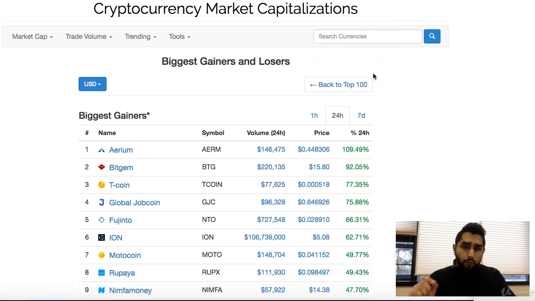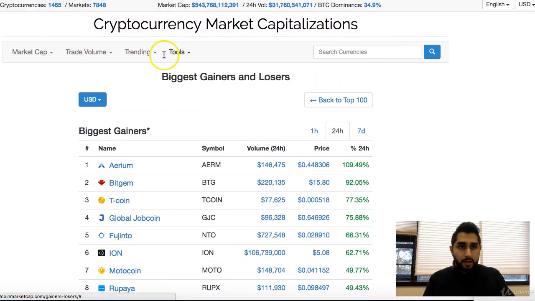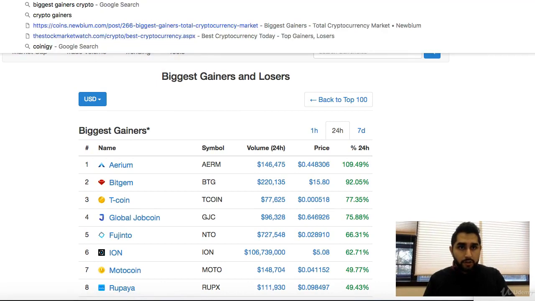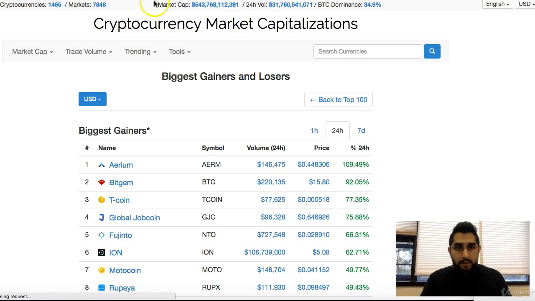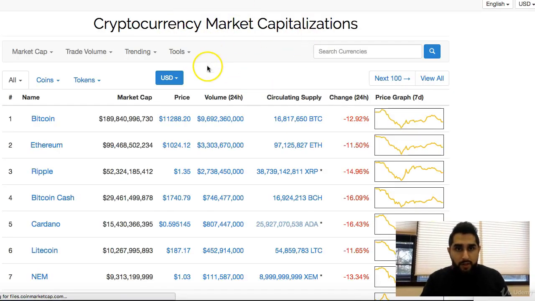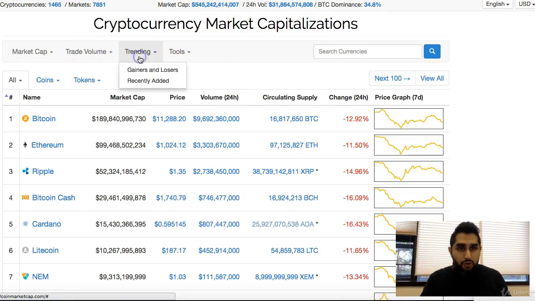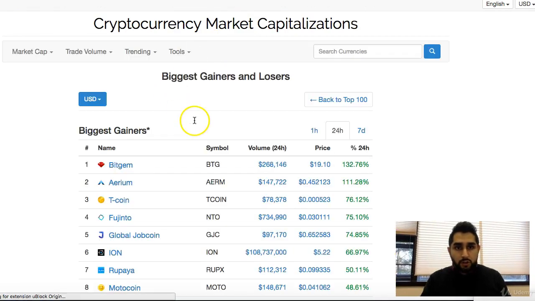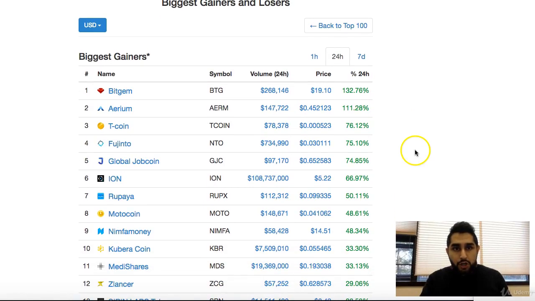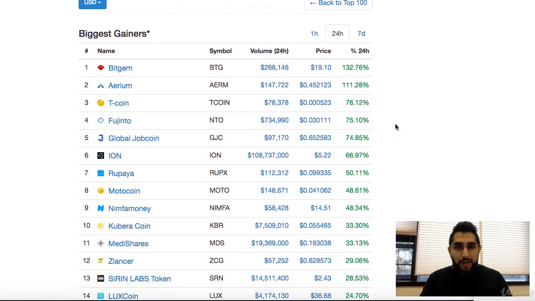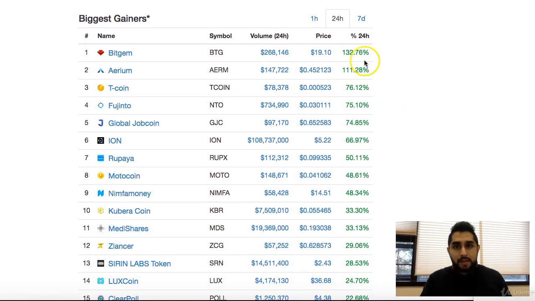But the real important part here is, let me actually take you to the home page so I can show you guys how to go to this. So you go to coinmarketcap.com and it'll show you like this. And then you go into trending and you should see the gainers and losers. And what you can see here is how much certain cryptos went up and down in price in the last 24 hours. Alright, so let's take a look at something like even BitGem.